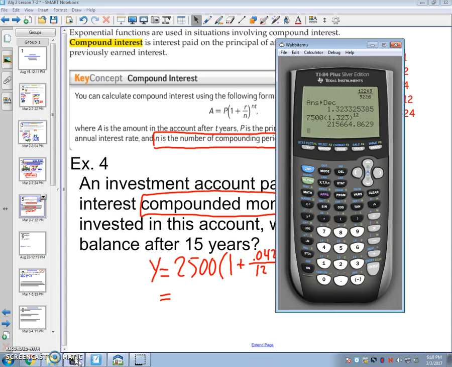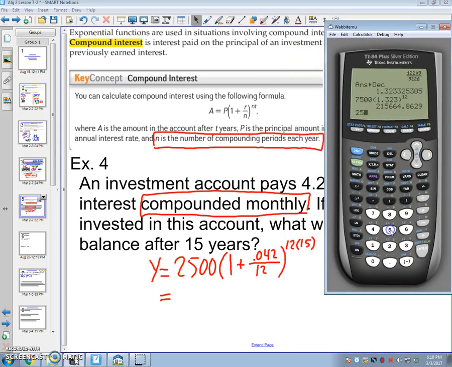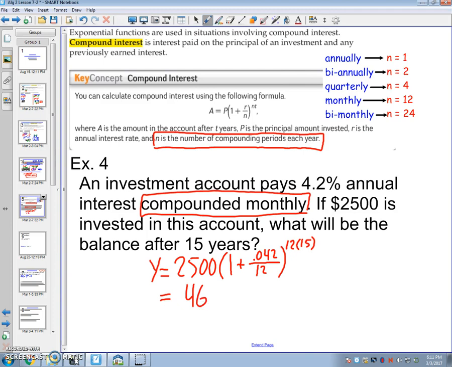So let me show you what happens here. If we do 2,500 times 1 plus the fraction 0.042 divided by n, to the n times t, that money grows to 4,688.87. All right, so after 15 years, this guy's money almost doubled, because double would be 5,000.